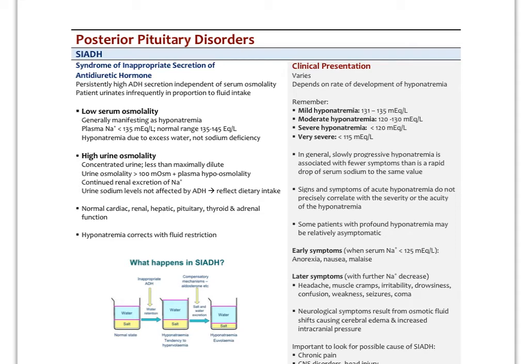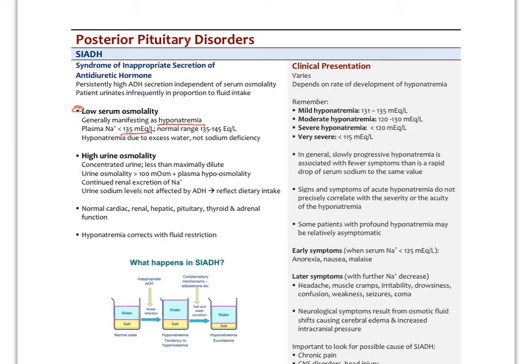This is persistently high ADH secretion, independent of the serum osmolality, so there's no connection between the serum osmolality and ADH secretion. The patient is going to urinate very infrequently in proportion to their fluid intake. They're drinking a lot, and it's like, wow, I'm hardly urinating at all. They're going to have low serum osmolality, generally manifesting as hyponatremia again, so their sodium is going to be under 135 milliequivalents per liter, and the hyponatremia is from excess water, not from low sodium.